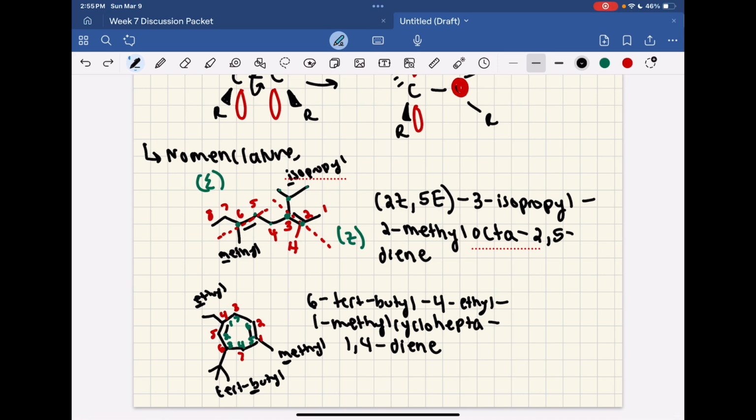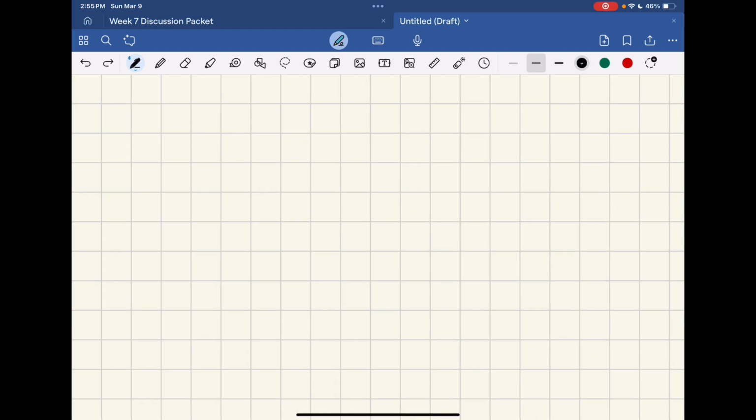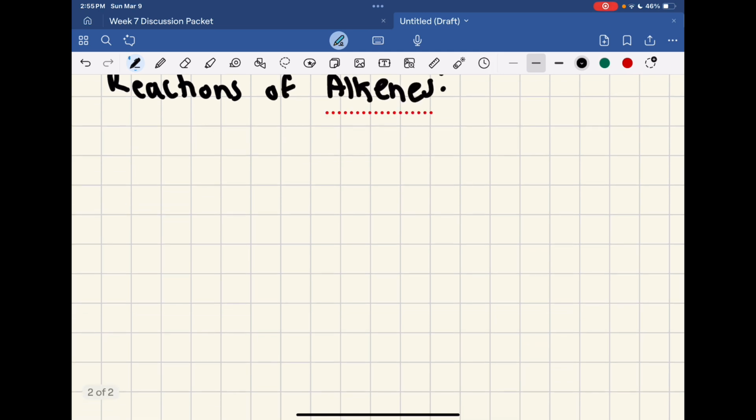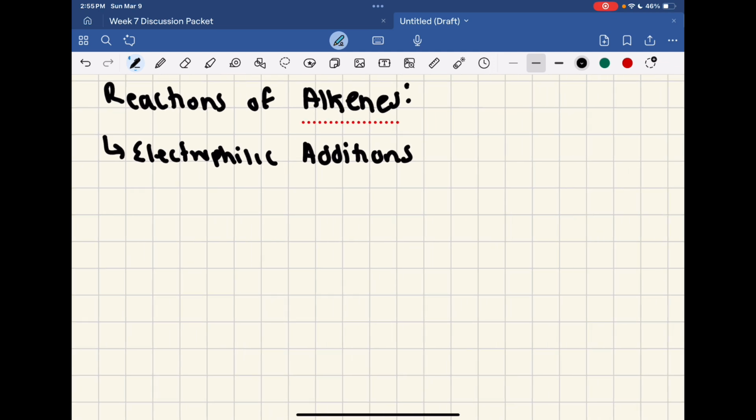Okay, so let's talk about the reactions now of alkenes. So this is kind of the bread and butter of this chapter. So, reactions of alkenes. Okay, and the first ones we're pretty much going to look at are these electrophilic addition reactions. So I would just call that electrophilic additions. And of course, we'll look at some other ones such as redox reactions as well.